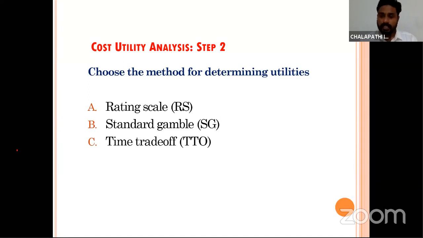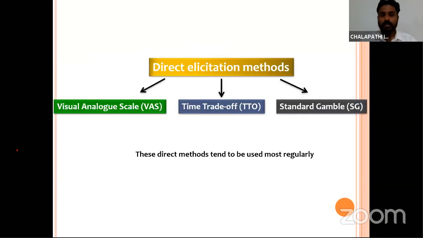The first one is the rating scale. I hope you have all heard about the visual analog scale, which we use for pain and other things. It's a 10 point scale or Likert scale which is available to assess pain. Similarly, we will have different rating scales which have a scale of 0 to 1. That is what we use as the first method, the rating scale. The second one is standard gamble, third one is time trade-off. So I'll take you through the methods one by one.